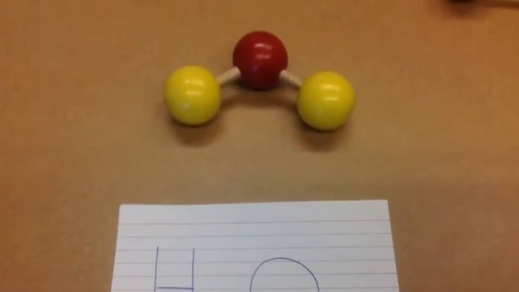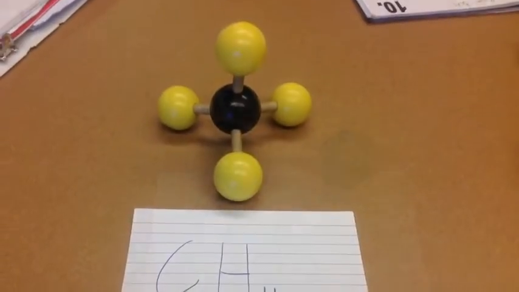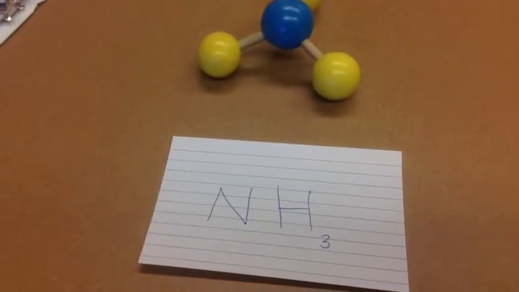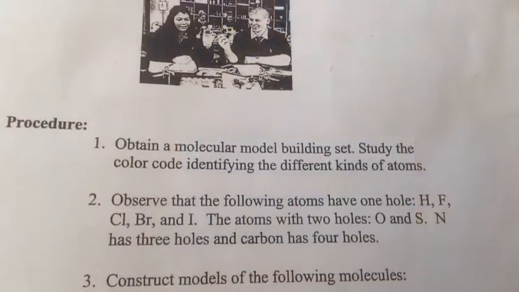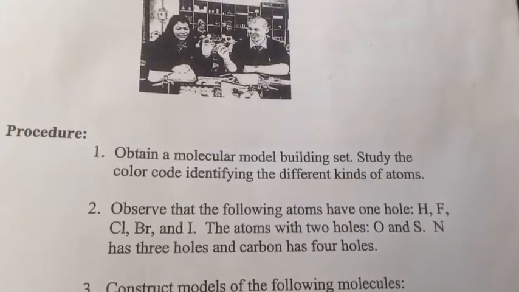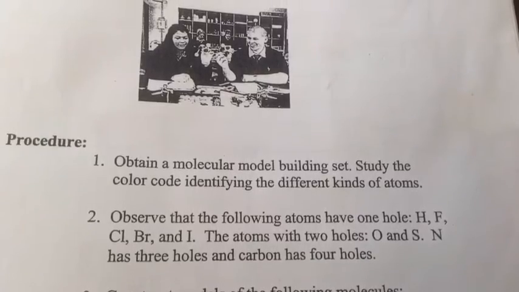The purpose of the project was to build three-dimensional models of some simple covalent bond molecules. We must predict their shapes and polarities from knowledge of bonds and molecule polarity rules. There are three different steps in the procedure. First, you must obtain a molecular model building set. Study the color code identifying the three different kinds of atoms.